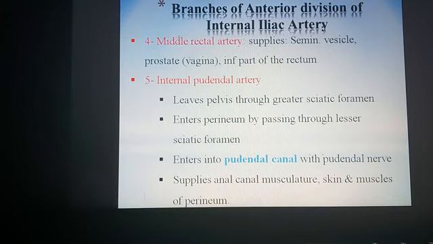The fourth branch is the middle rectal artery. It supplies the seminal vesicle and prostate, in females the vagina, and also the inferior part of the rectum.